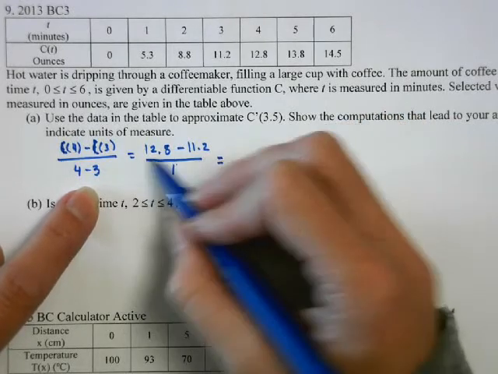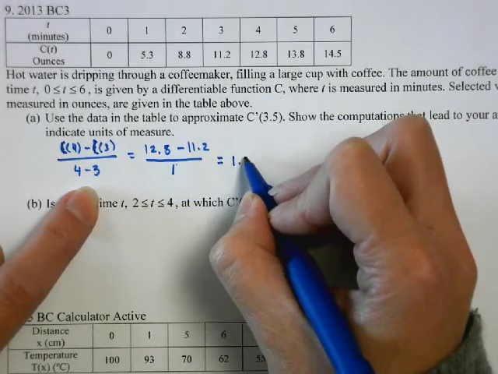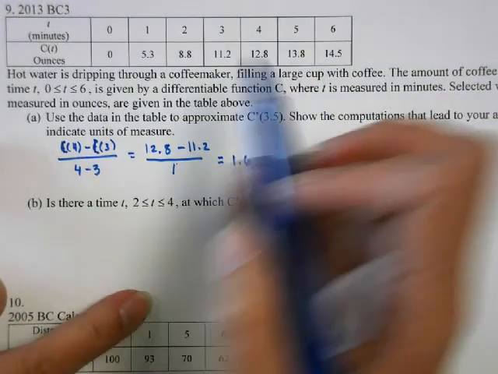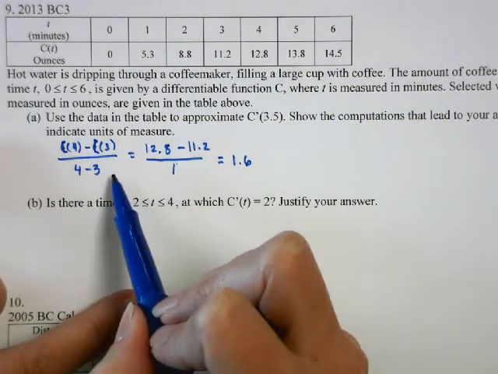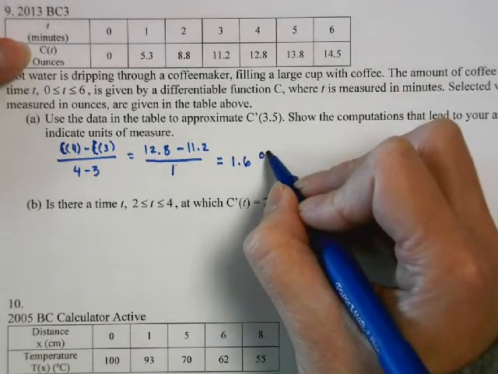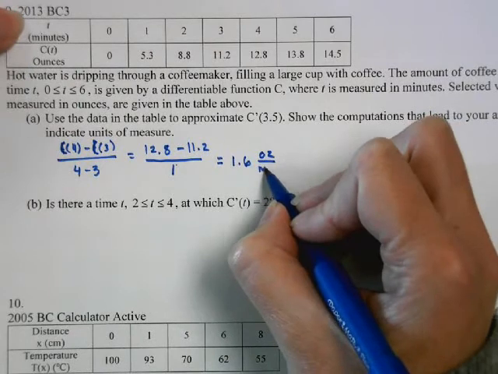I'm going to go ahead and take it a step further for now. So this is going to be 1.6. The units: it's always going to be the units on the top over the units on the bottom. So the units on the top are ounces. The units on the bottom are minutes.